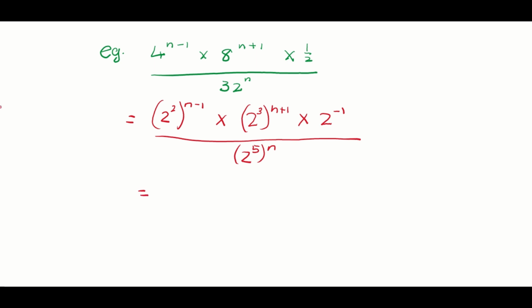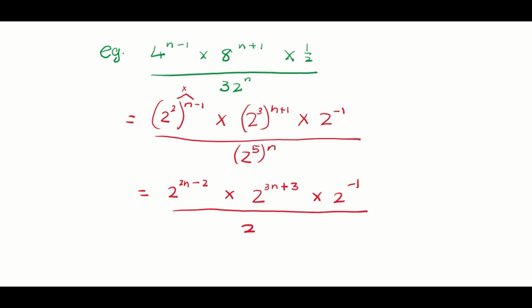Okay, so let's get rid of the brackets by multiplying. Remember the rule: if you have a base inside a bracket with an exponent and there's an exponent outside the bracket, you multiply the two exponents. So let's multiply. 2 times n is 2n, minus 2 times negative 1 is 2, times, the base stays the same, 2, multiply the exponents. 3 times n is 3n, plus 3 times 1 is 3, times 2 to the negative 1 over 2 to the power of 5 times n is 5n.